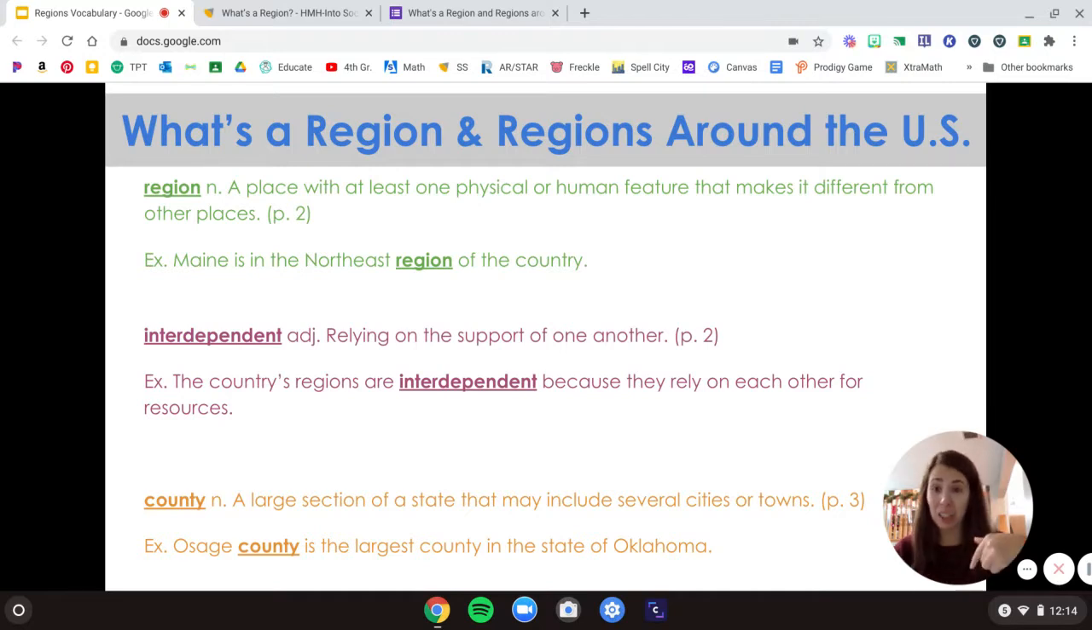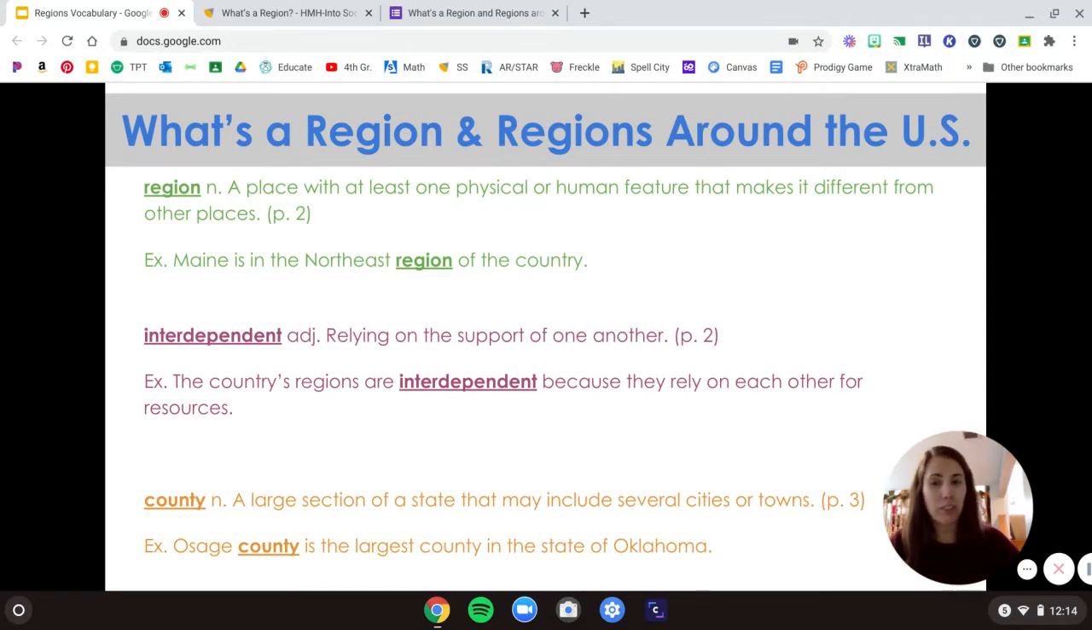The next word is interdependent. Now, this is an adjective, so it's a describing word. It means relying on the support of one another. So in our classroom, you could say that we're interdependent. We rely on each other to help us. The country's regions, so those different places, are interdependent because they rely on each other for resources. We don't just live in our own little bubble. We get things from all over the country. Okay, so we're interdependent.